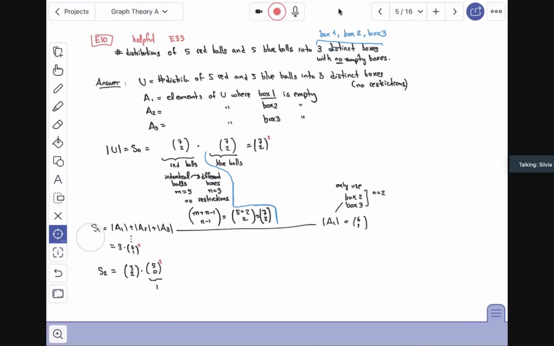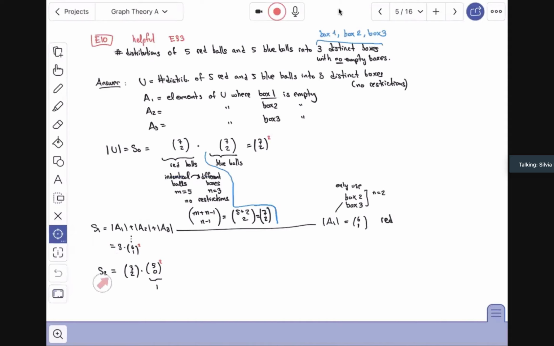When I do S1, I need to find what's A1, A2, and A3, and everything is symmetric. So if I do it for A1, I'm going to get the same for A2 and the same for A3. That's where I get these 3. There are 3 terms. So 3, and all of them behave the same. Now the 6 choose 1 that I'm getting here is also, if you want, for the red balls, right? And I need to square it because there's blue balls.